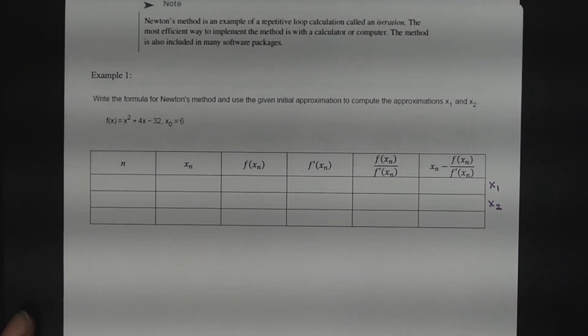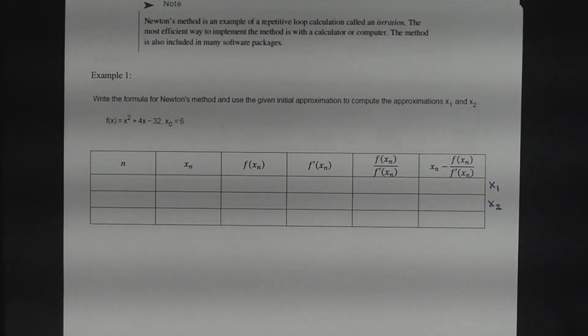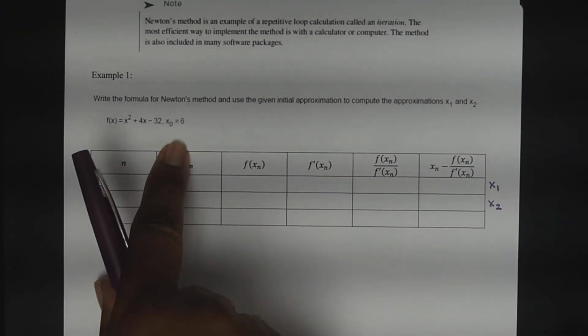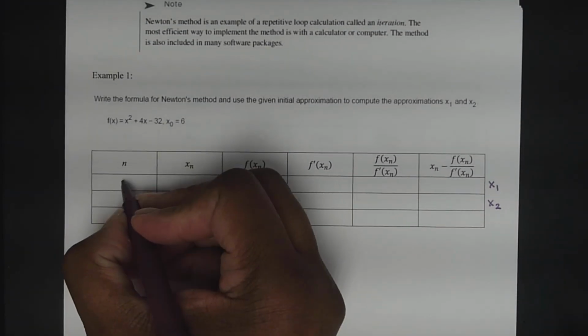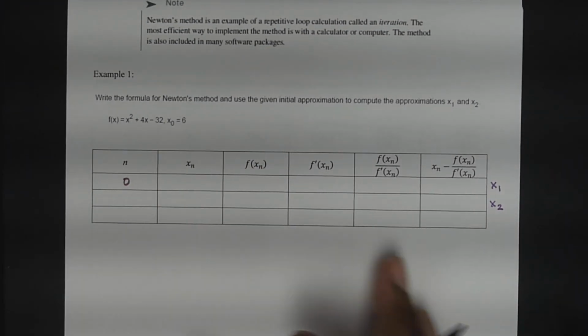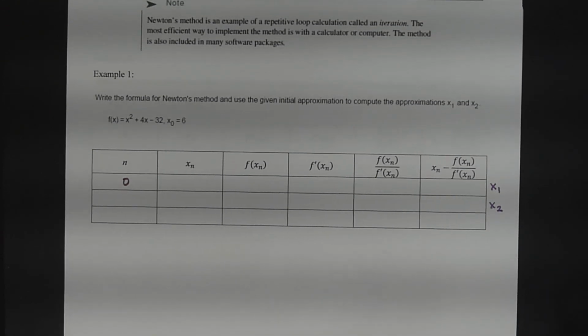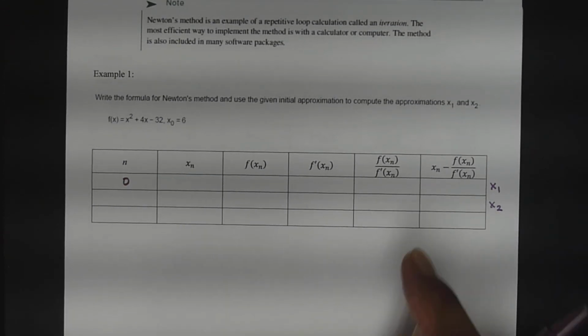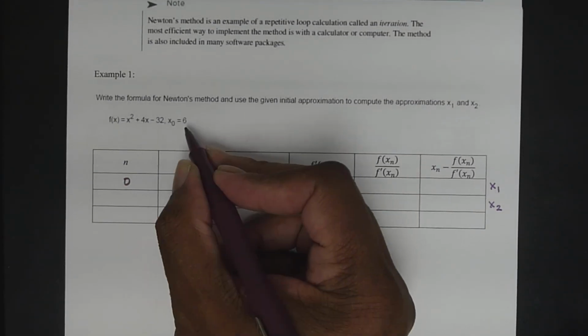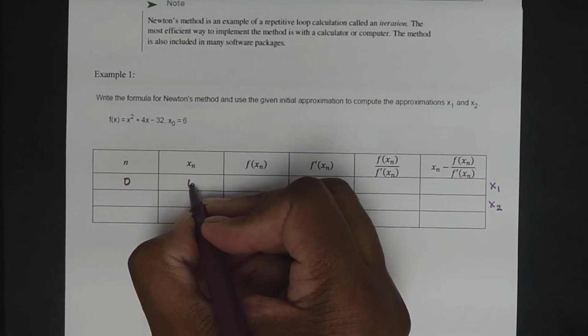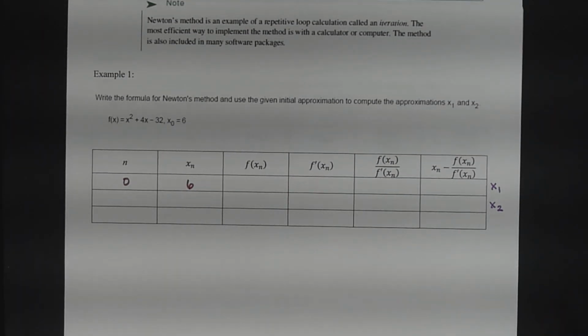So here's what we got. Here's what we're going to do here. Our x of 0, that's 6, so that means your n in this case is 0, and I do have the table that will help you come up with x1 and x2. x of n, or x of 0, that's going to be 6, so that 6 will go here.